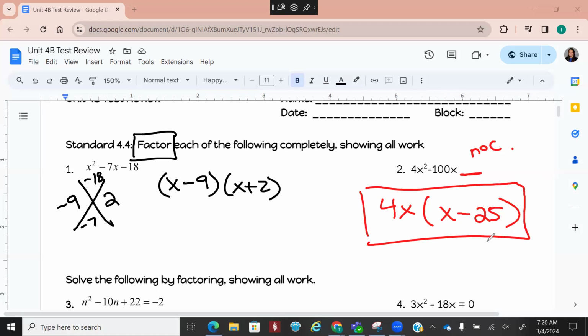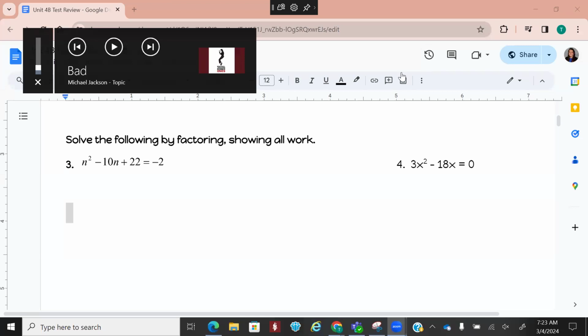Okay, can you try the next two? But on the next two, you're actually solving. So you're going to set them equal to 0 and then solve a little bit. On this one, you first need to put it into standard form. So you have to add that 2 to the other side. That's going to give me n squared minus 10n plus 24.